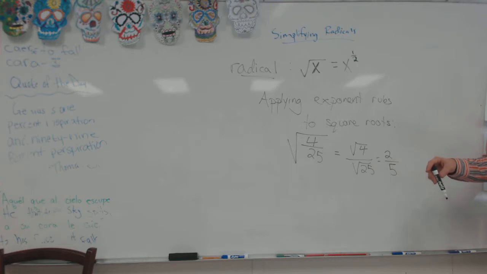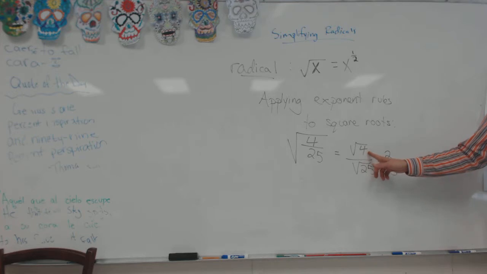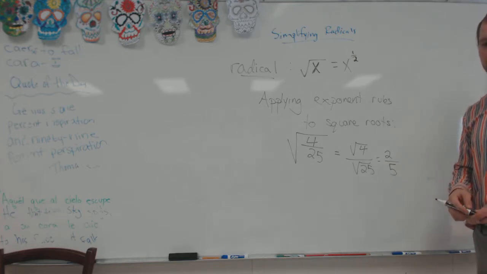If you think back to that first definition, this could also be negative 2 over 5, because negative 2 times negative 2 also equals 4. But we're going to ignore that for now. It won't be long before we come back to that, though.